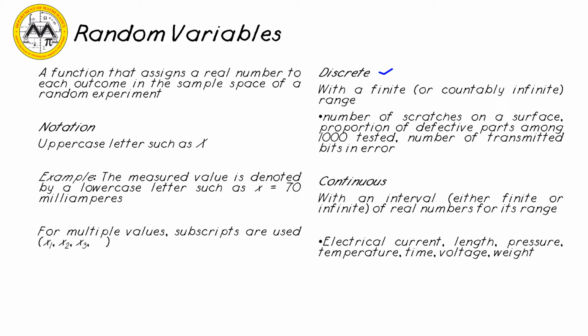These are some of the examples. For the discrete, number of scratches, number of transmitted bits in error. For continuous, we have current, length, pressure, temperature, time, volume, voltage, and weight.